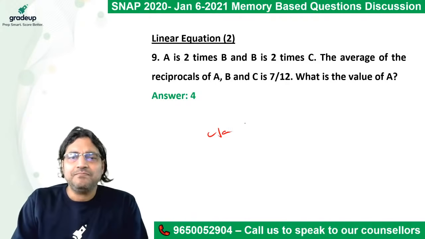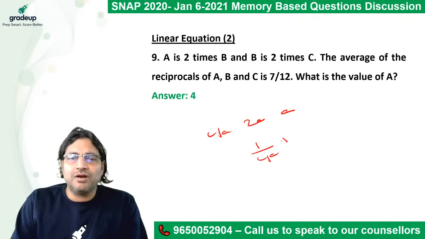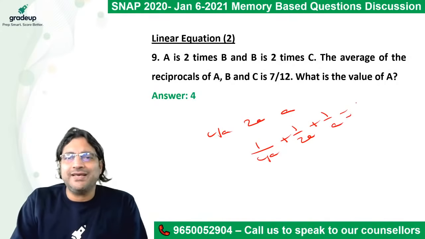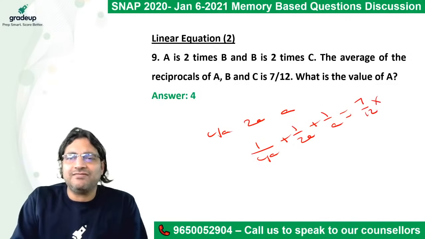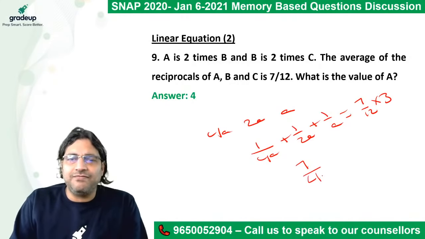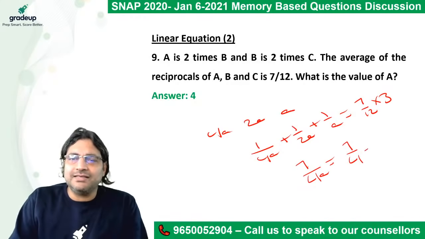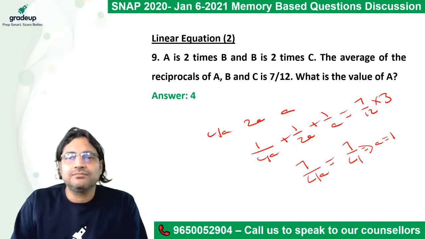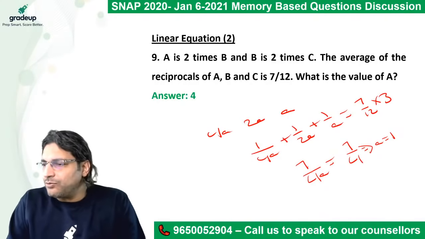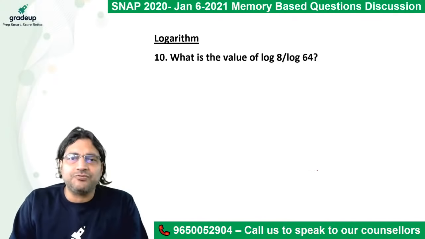The numbers are 4A, 2A, and A. So the sum of their reciprocals, 1 by 4A plus 1 by 2A plus 1 by A, has to be 3 times 7 by 12. This gives you 7 by 4A equal to 7 by 4. This tells you that A is equal to 1 and the number is 4. Any doubt? Okay, let's move to the next one.